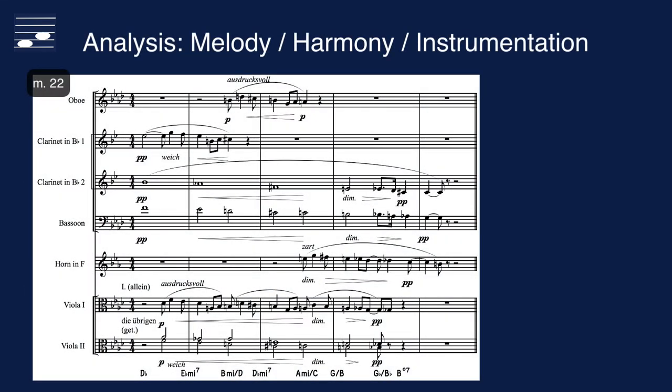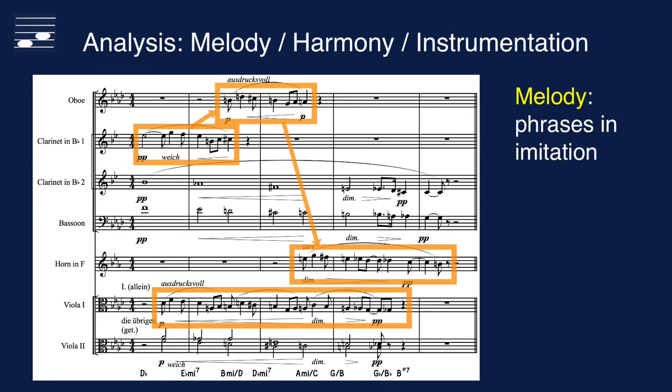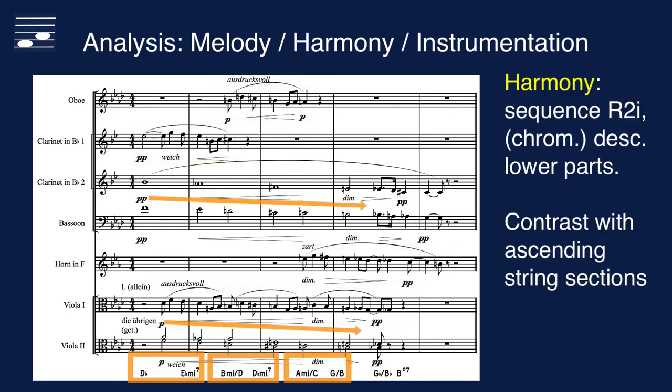Finally, let's zoom in on the contrasting subsection. The prelude uses sparse instrumentation with strings, four horns, one oboe, two clarinets, and two bassoons. The melodic phrase is presented in imitation. There's a harmonic sequence with roots at two semitones below, here D flat, B, and A.